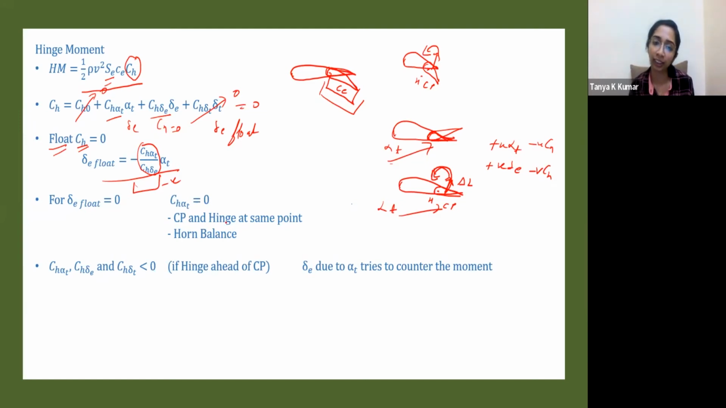The center of pressure and the hinge have to be at the same point. If your hinge and center of pressure are at the same point, you will not produce any moment at the hinge. When there is a change in the lift, there won't be any moment produced at the hinge. So your CH alpha tail will be 0. That is one way. Another way is horn balance, which is what sir had shown in the actual aircraft.